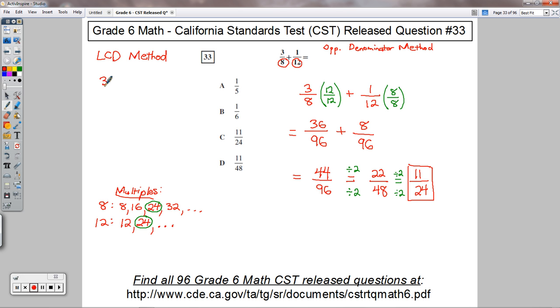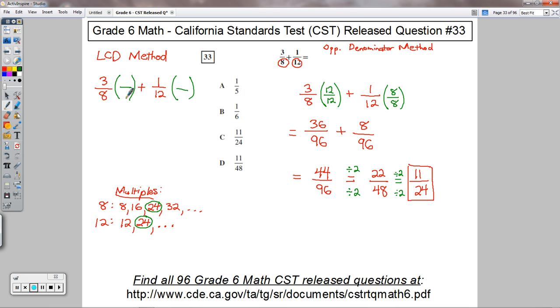So I've got 3/8. I'm going to leave a blank space again. I've got 1/12. I still need to get a common denominator, but by multiplying by particular numbers, I'm going to get the lowest common denominator. This was not the lowest. 96 was not the lowest common denominator. It was just a common denominator. The lowest one is 24.